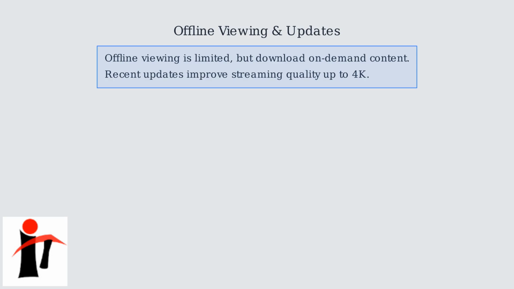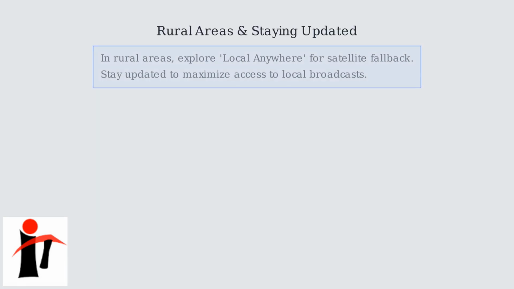Spectrum is continually enhancing its app, with recent updates focused on improved streaming quality, aiming for up to 4K resolution on select devices. If you're in a rural area with limited local channel availability, explore Spectrum's potential Local Anywhere feature, if available, which may offer satellite fallback options.